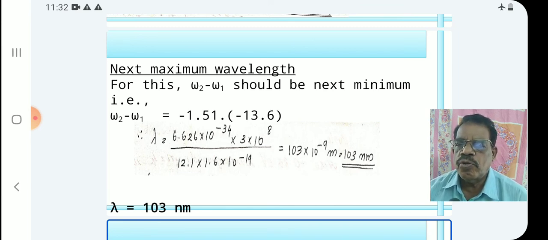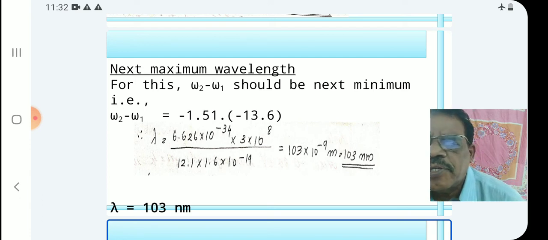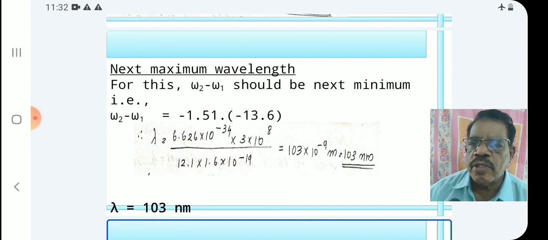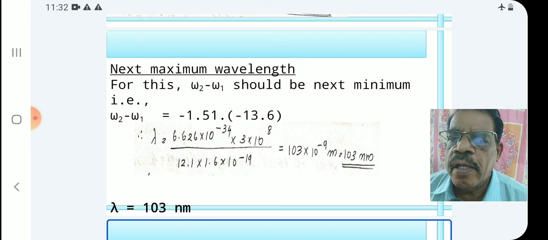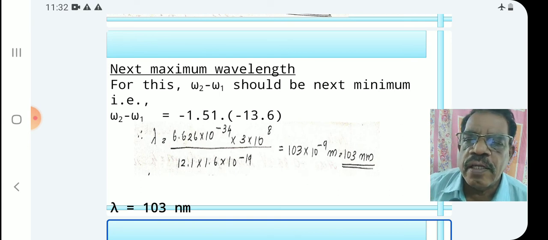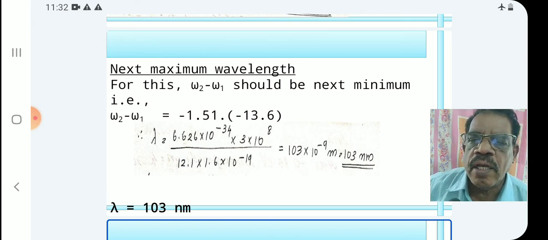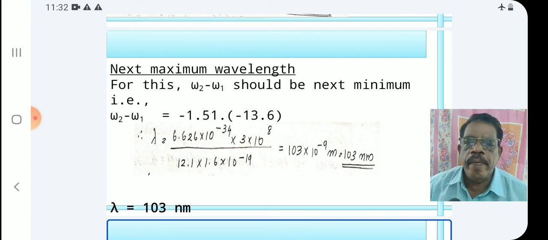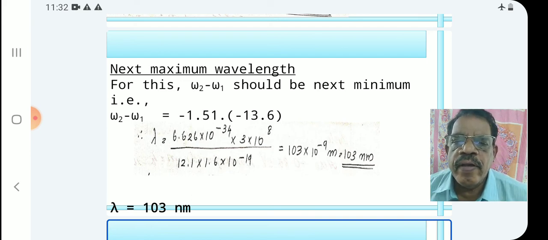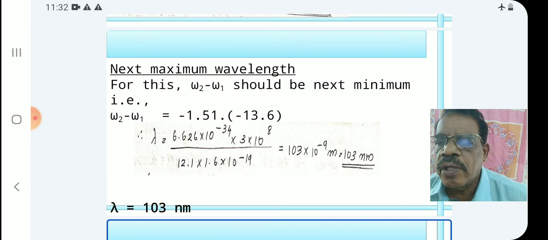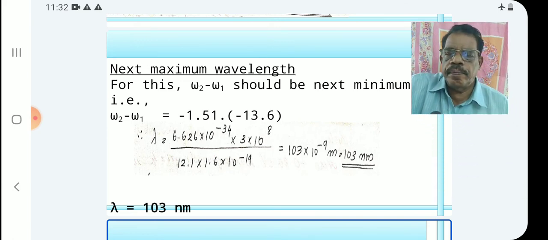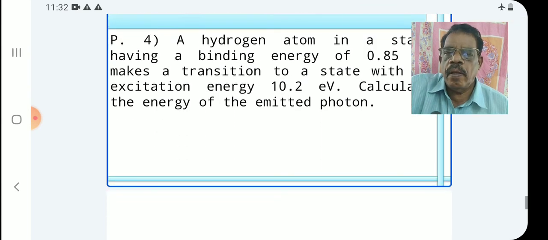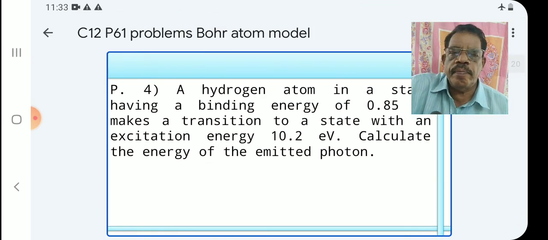W2 minus W1 is h nu, hc by lambda, and lambda we calculate using this relation. Then we get 6.626 into 10 raised to -34 into 3 into 10 raised to 8 by 12.1 into 1.6 into 10 raised to -19. That is 103 into 10 raised to -9 meter. We convert into nano. That is 103 nanometer. Answer. Next problem.